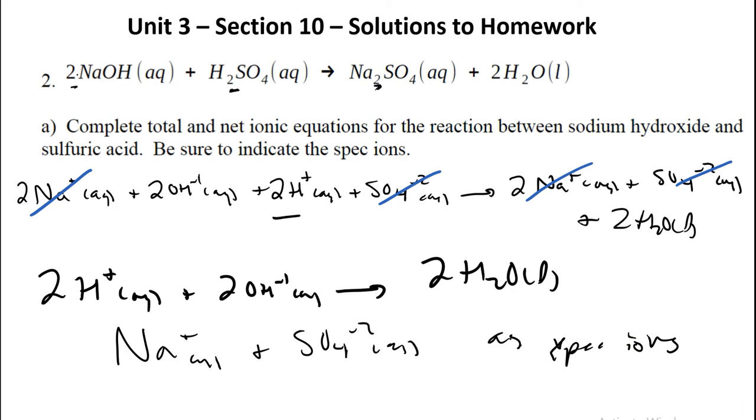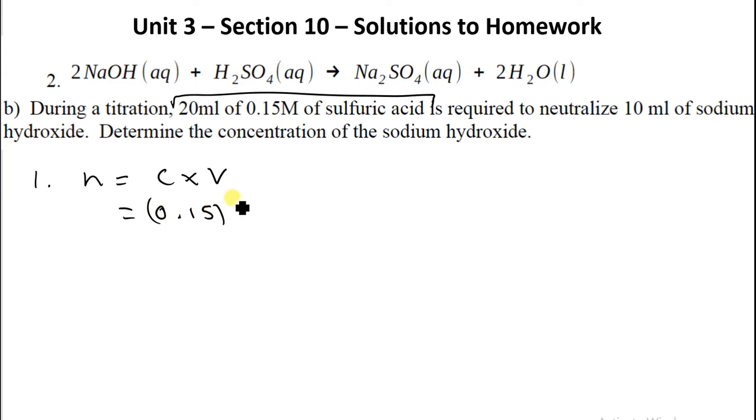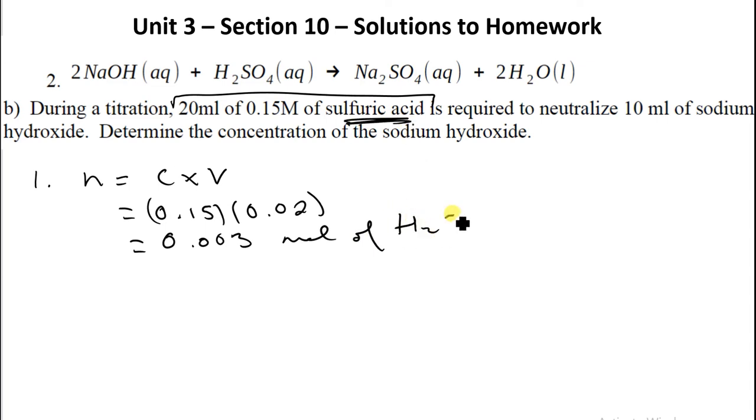That's that. 2b, titration. We've got enough information about our sulfuric acid to come up with our moles. So n is equal to c times v. Our concentration is 0.15, and our volume is 20. We'll make that into liters, 0.02. So a little multiplication there, we should get 0.003, and that is moles of sulfuric acid.